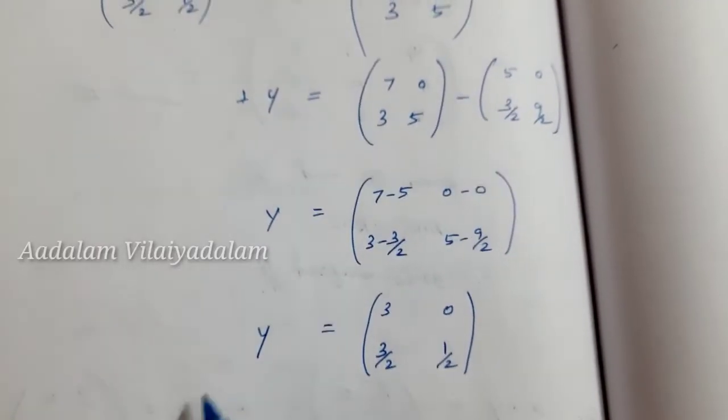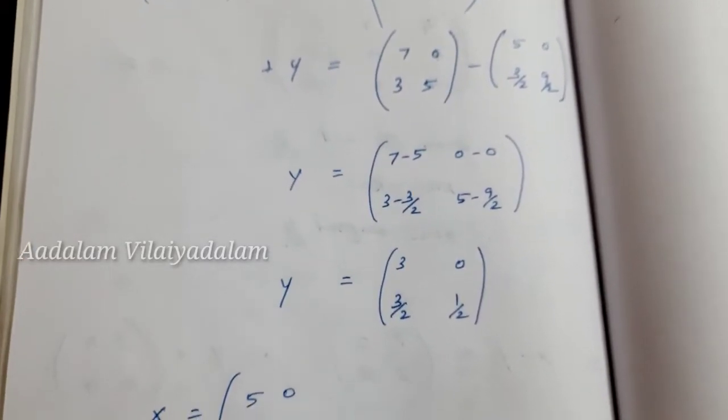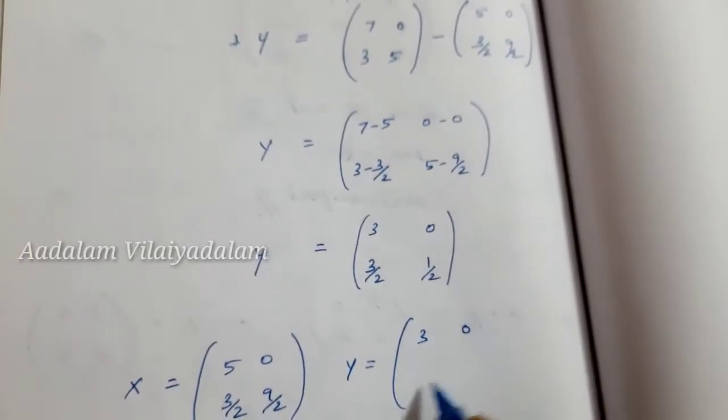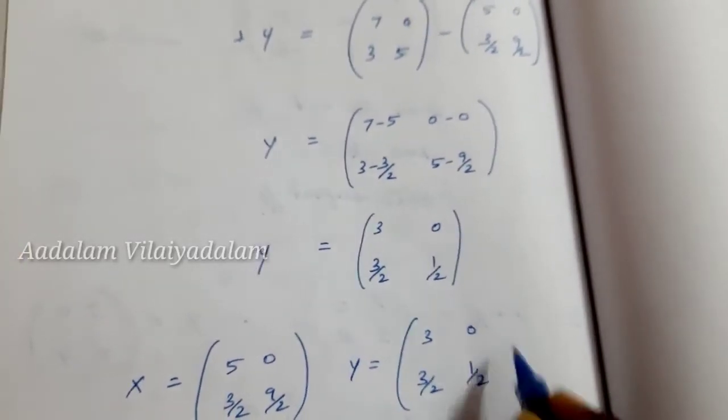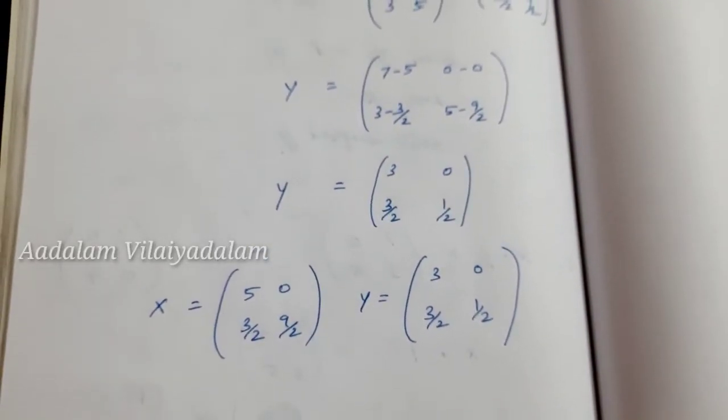So finally we got the value for x, that is 5, 0, 3 by 2, 9 by 2. Value of y is 3, 0, 3 by 2 and 1 by 2. With this, the third sum gets over.